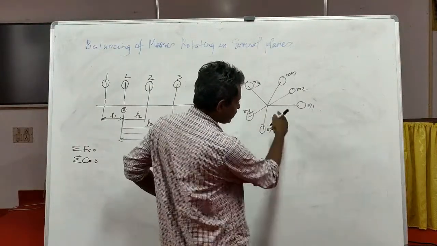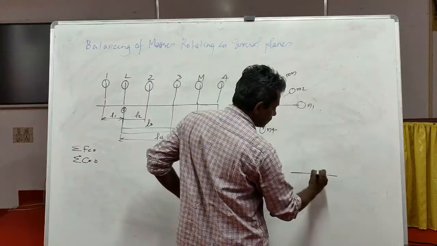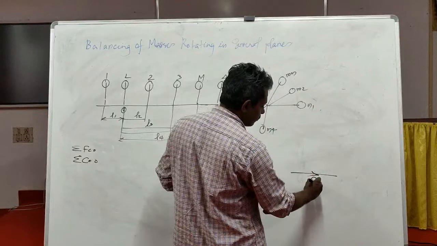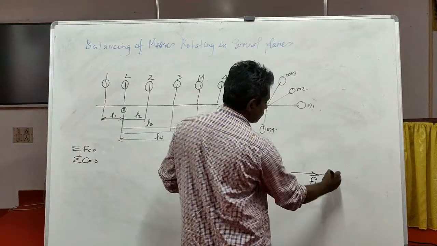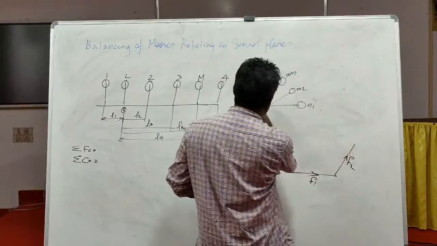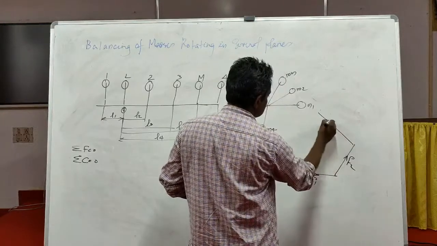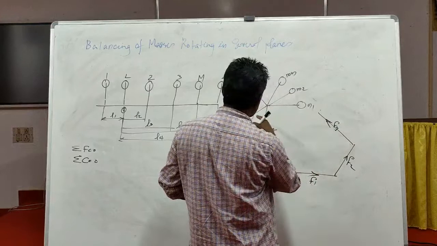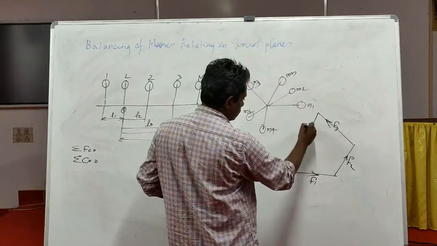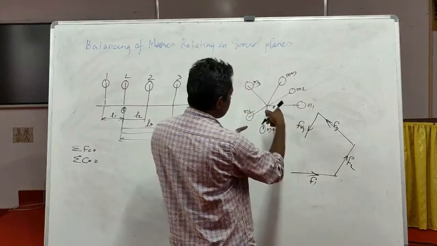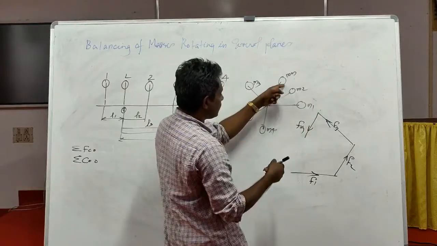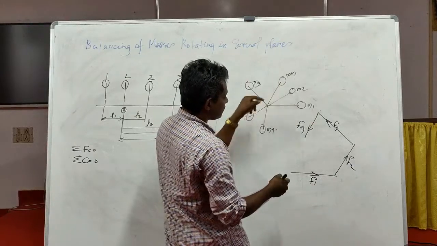For example, force polygon, first mass. This vector can be drawn like this, M1 first force, say F1. Then M2, this is a direction, say F2. Then M3, this is a direction, F3. And M4, this is a direction, F4. Now M. Suppose you assume that this orientation is known and this mass is known.